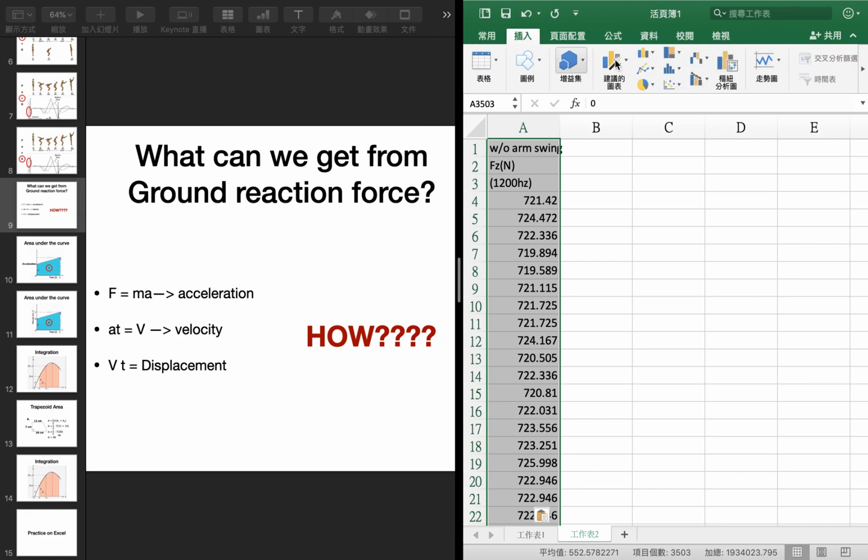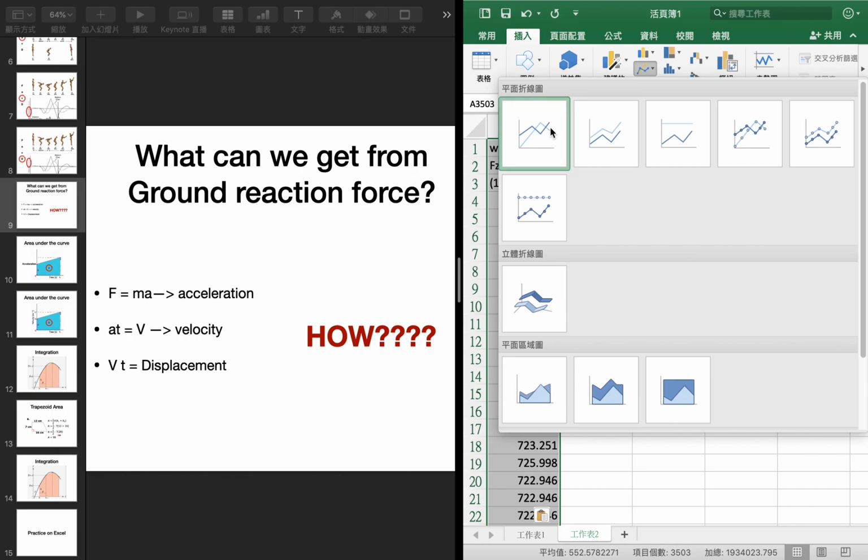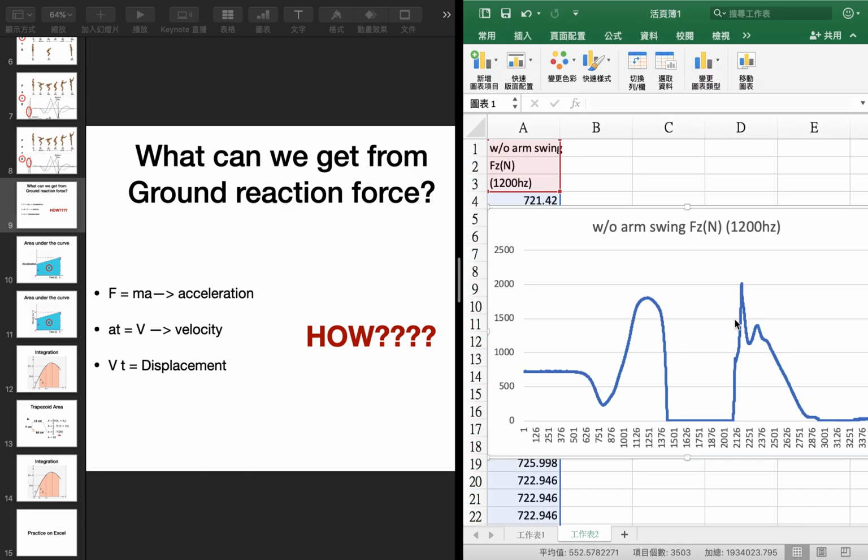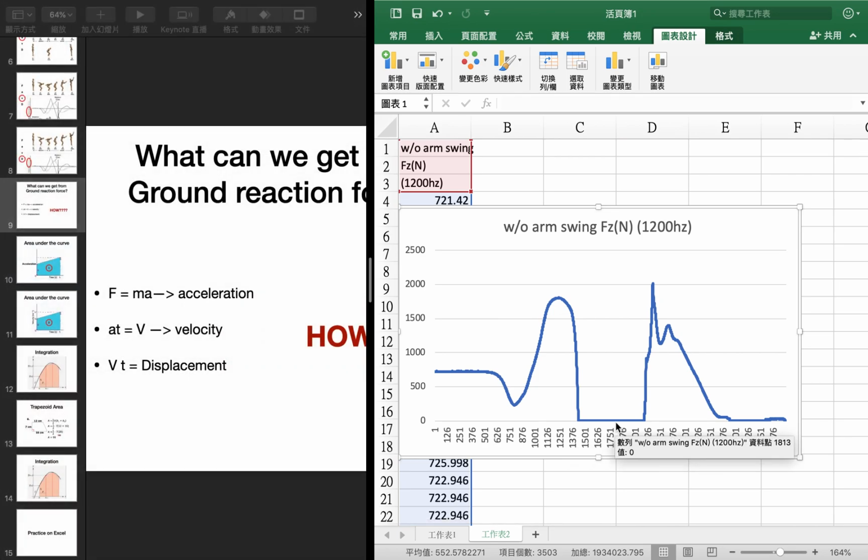So I do insert and line plot. And so the force looks like this. It's standing still, descending phase, ascending phase, and then takeoff here. Flight phase. And then I went back to the force plate.